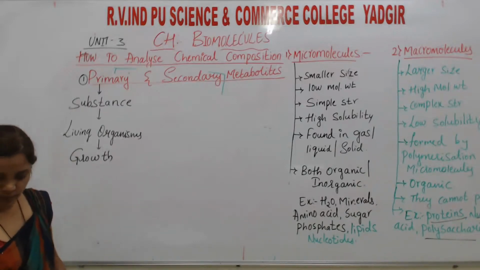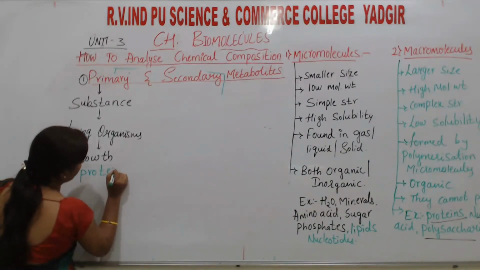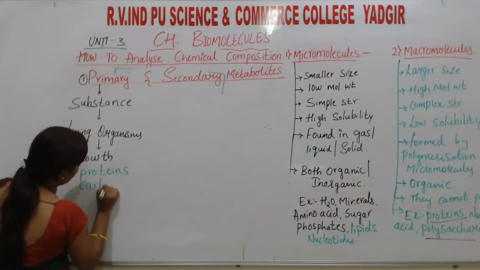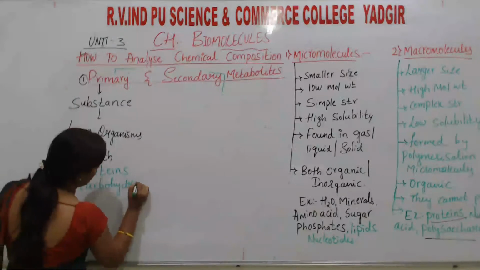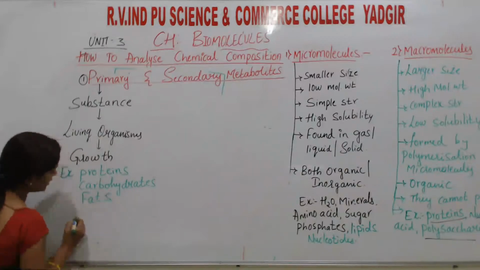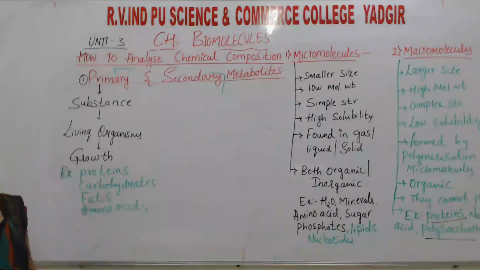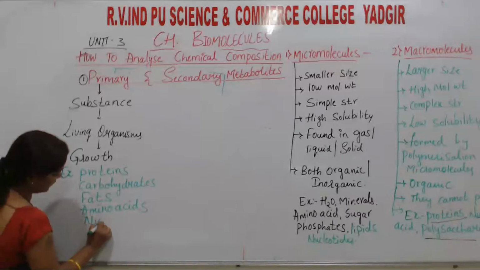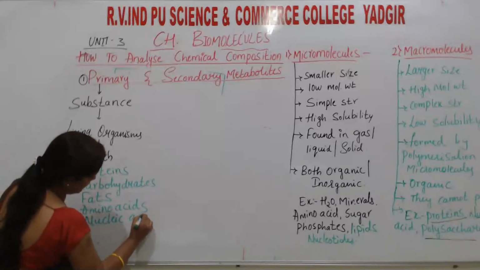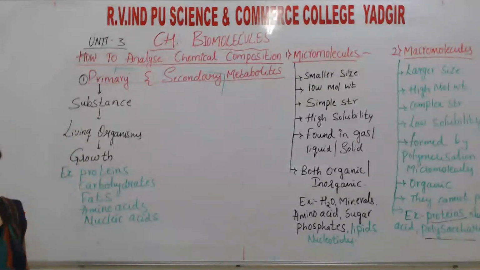For example, we need proteins, carbohydrates, fats, amino acids. We take all of these in the form of diet, right? Amino acids, nucleic acids, etc. These are found in all organisms.